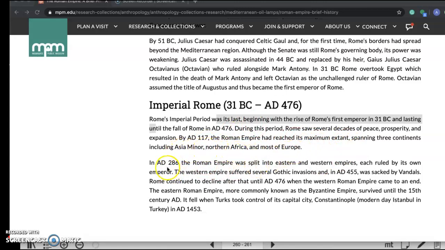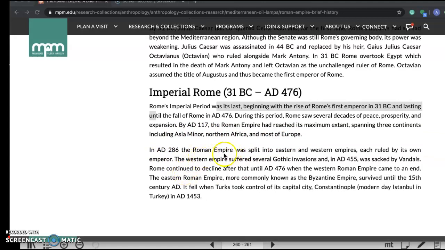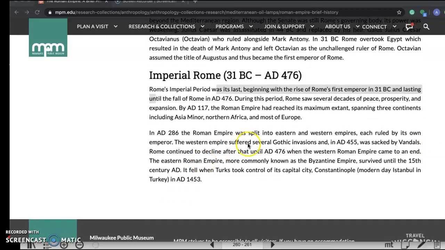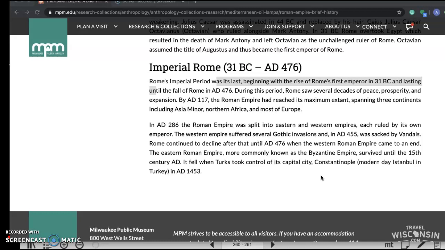most of Europe. In AD 286, the Roman Empire was split into the Eastern and Western empires, each ruled by its own emperor. The Western Empire suffered several Gothic invasions. In AD 455, Rome was sacked by the Vandals. Rome continued to decline after that until AD 476, when the Western Roman Empire came to an end.